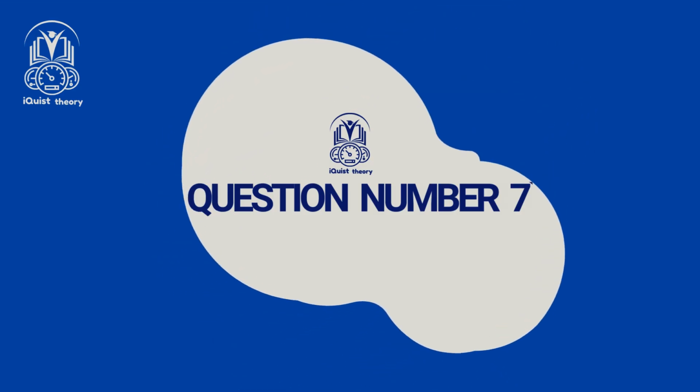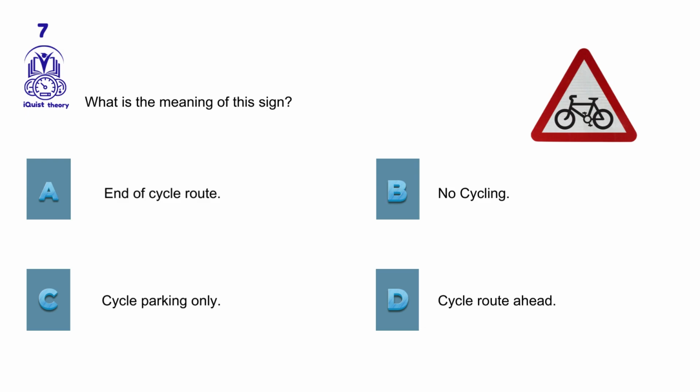Question 7. What is the meaning of this sign? A. End of cycle route. B. No cycling. C. Cycle parking only. D. Cycle route ahead.